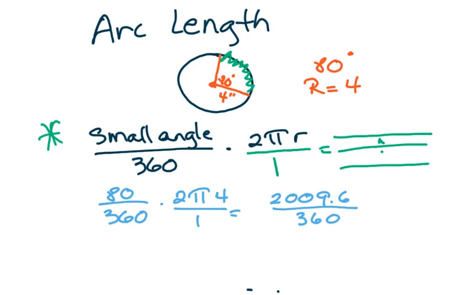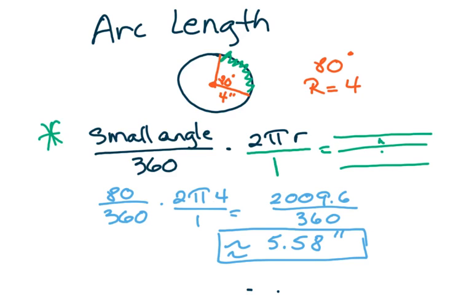When I put that in the calculator, it equals approximately 5.58, and we're going to call that inches. So that's the answer. That little arc length is approximately 5.58 inches, almost 6. But do you see how that makes logical sense? If the radius is 4, that makes sense that that could be 5.58. If we had gotten 20 for an answer, we'd know that was wrong. All right, so that's how you do arc length.